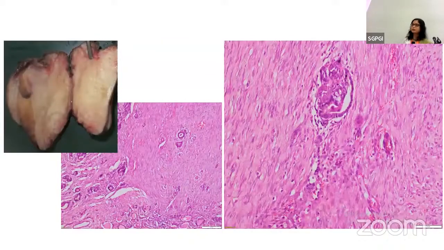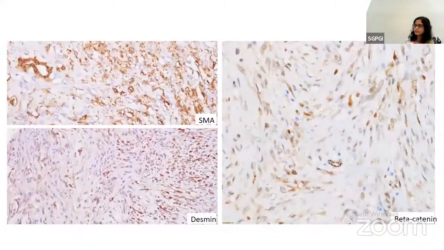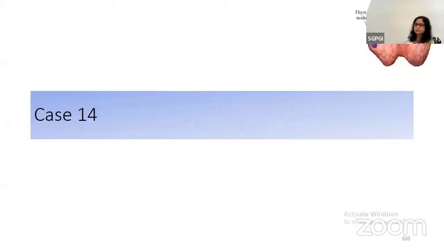There was no necrosis. This turned out to be a case of fibromatosis of the thyroid gland. You can see the spindle cells which are infiltrating and destroying the thyroid parenchyma. And these are the immunohistochemical profile.